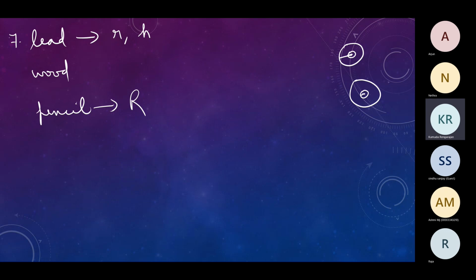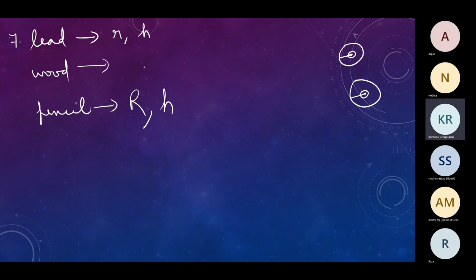From the center to this one is the radius of the lead. From the same center to this one is the radius of the pencil. Pencil is a solid cylinder. Lead is also a solid cylinder. Height of the pencil, h. Wood is a hollow cylinder, because if you remove the lead from the pencil, you can see that empty cylinder inside.